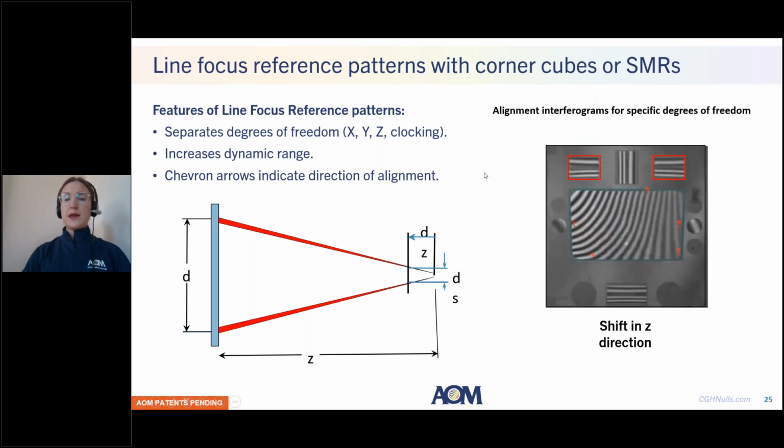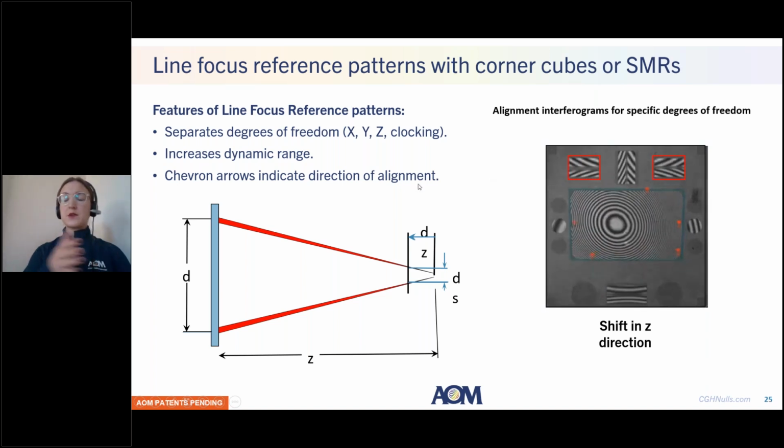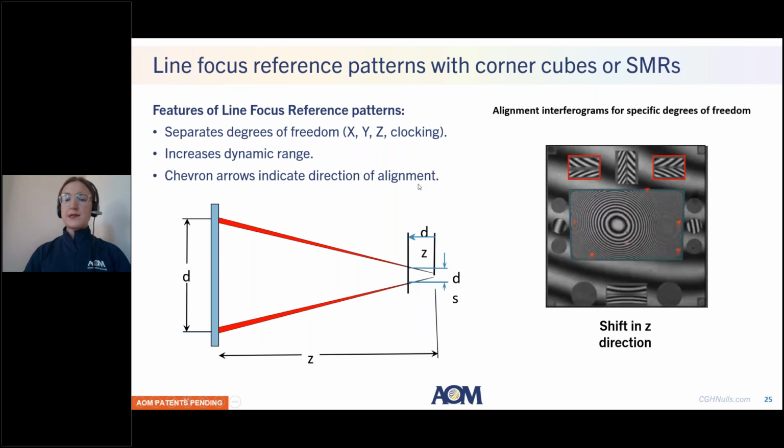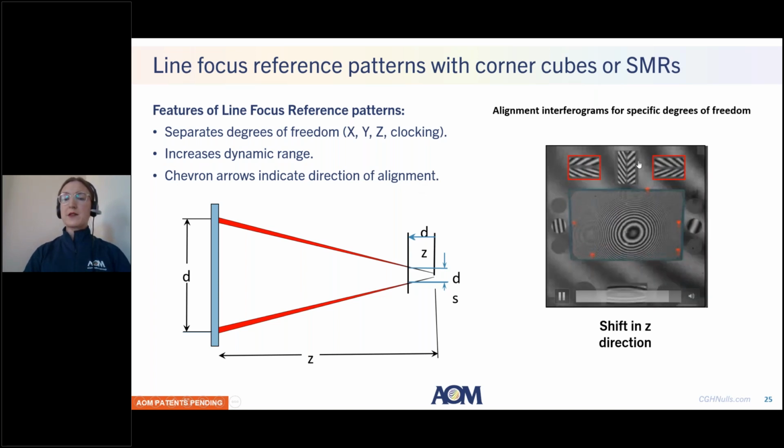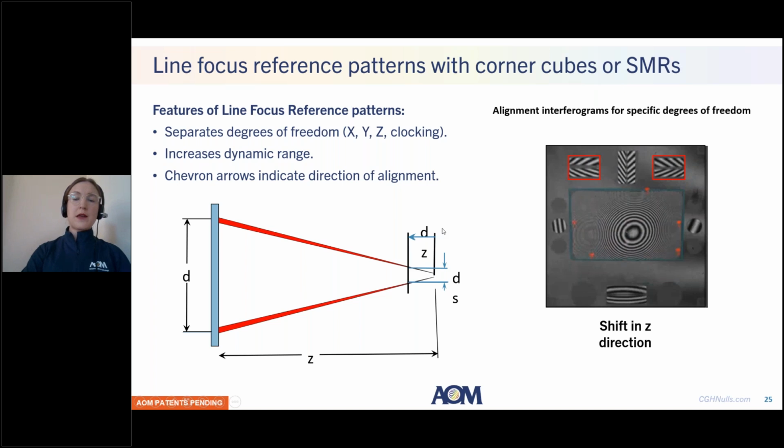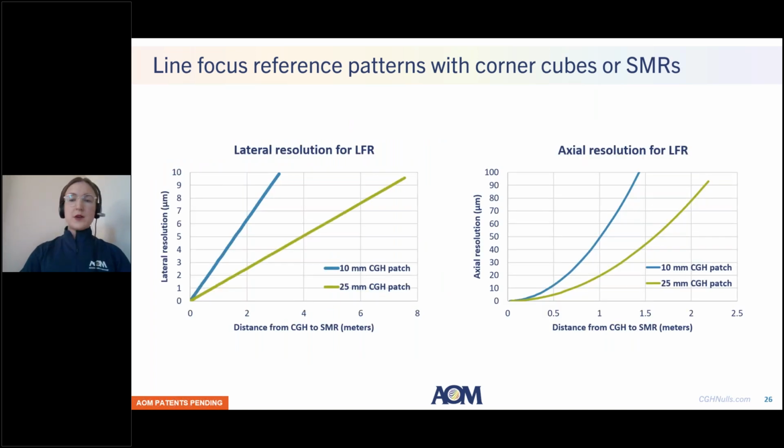And so as we shift our optic too close or too far away, not only are you seeing the power fringes in our null, but you're seeing that these patterns are pointing away from each other or towards each other. And that's telling you that there's a Z error in our alignment. And so I'd like to show you a little bit about the accuracy of these line focus reference patterns in the lateral direction and in the axial direction.